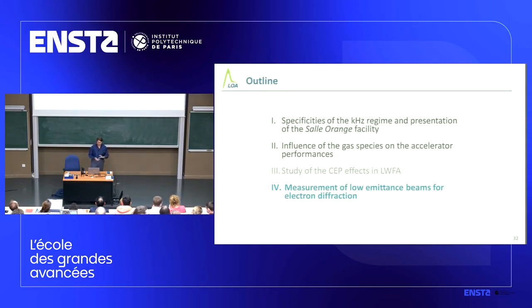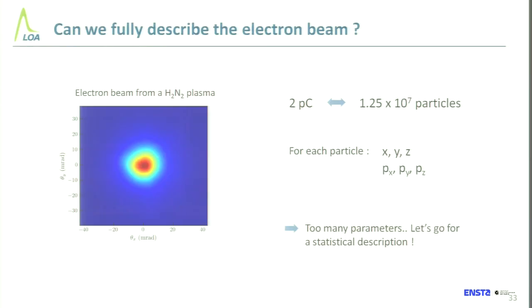Now I will go to the second main result I want to present to you today, which is the measurement of the emittance of our electron beam in view of doing electron diffraction. The question that arises here is, can we fully describe an electron beam?